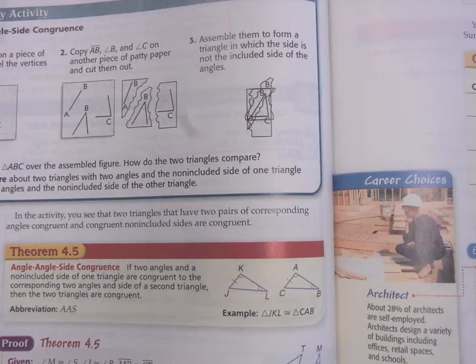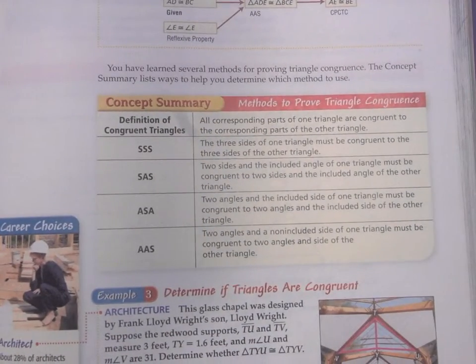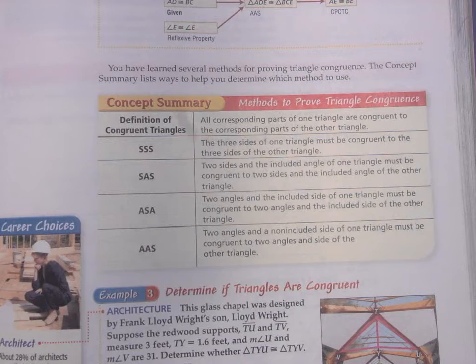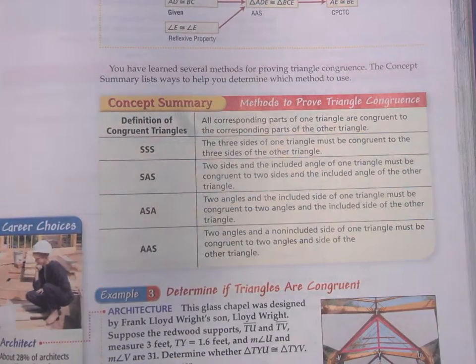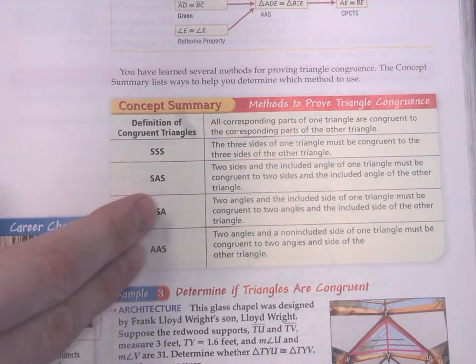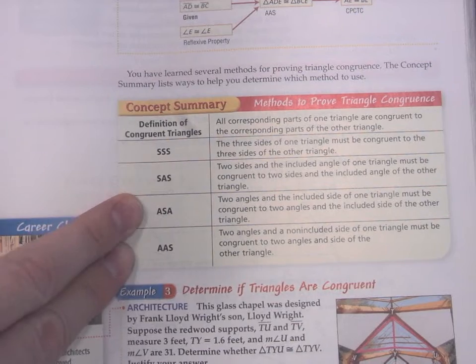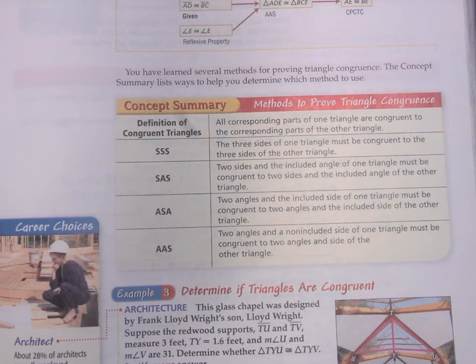All right, so that's kind of the two new ones. Now this is a summary, which is also pretty cool, page 209, that says all the different shortcuts that we have to prove triangle congruence. Right? So SSS and SAS were from yesterday. These are the new ones for today. And in your homework, these are the ones that you're going to be using. Okay? So now we have 4 shortcuts.